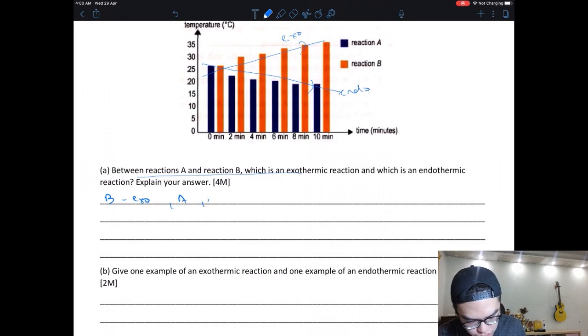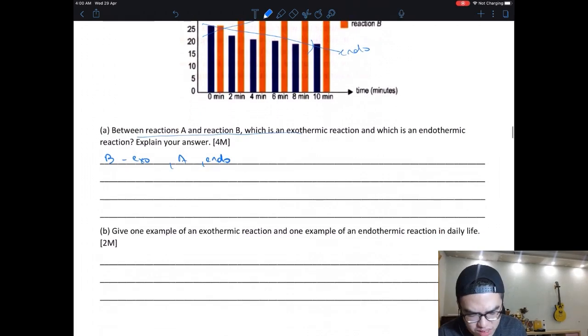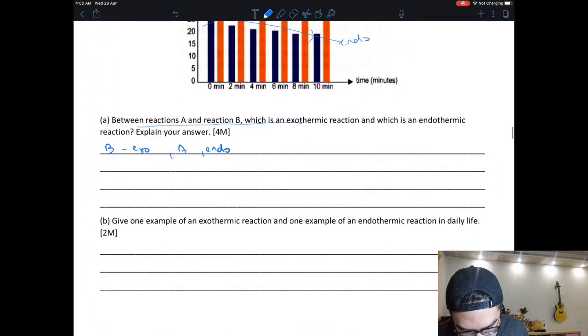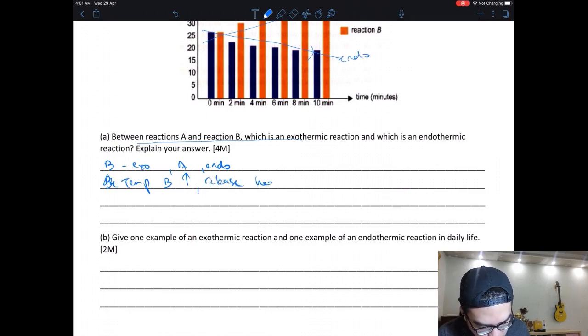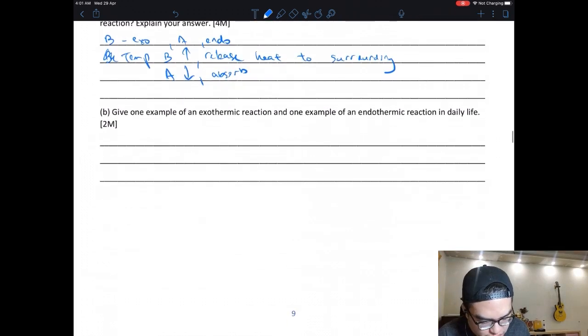Okay, you should get 2 marks here. Wow, like that also 4 marks, huh? Okay, so why is it exo? Because B, temperature of B increases. Release heat to surrounding. Okay, so A is the other way. Absorb heat from surrounding. So repetitive.